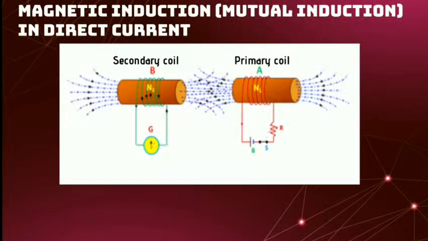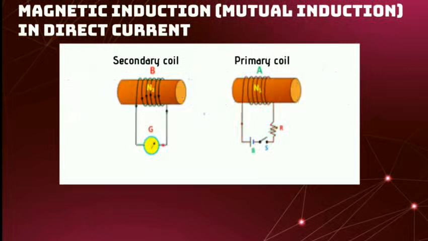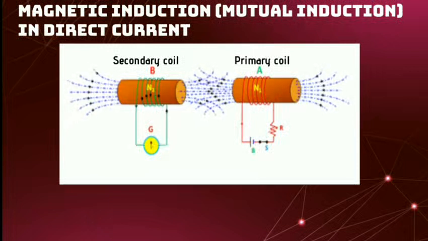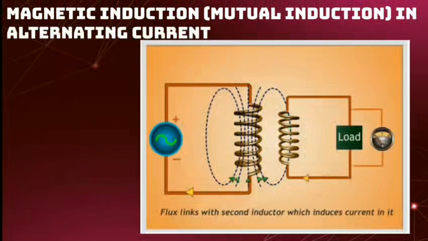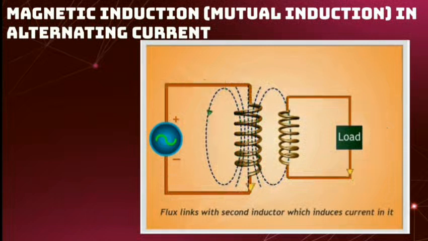And this same type of induction can be performed if we are using an AC current instead of a battery as shown on this screen. And this kind of induction is called mutual induction, which is the system that is performed in a transformer. Also, the AC generator works with such a system.